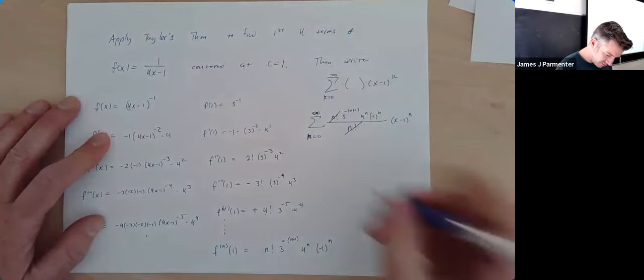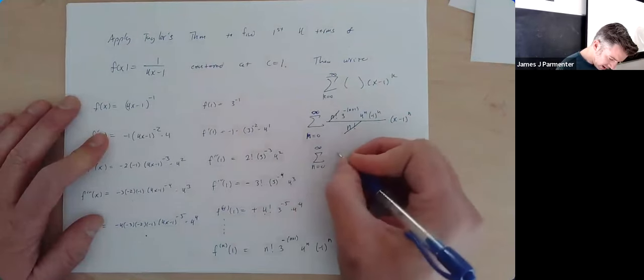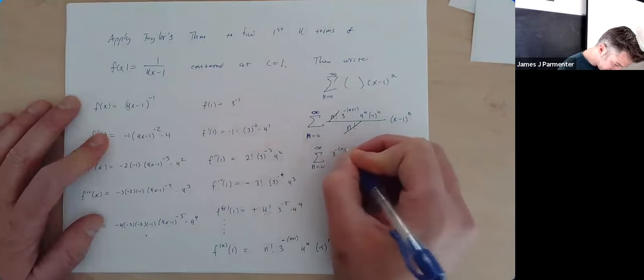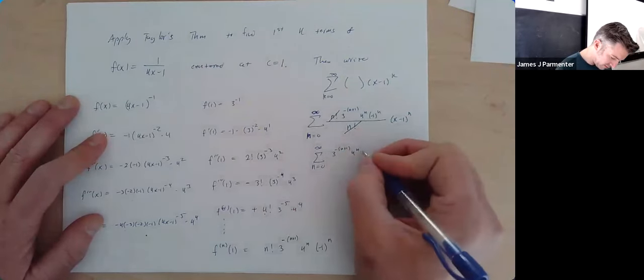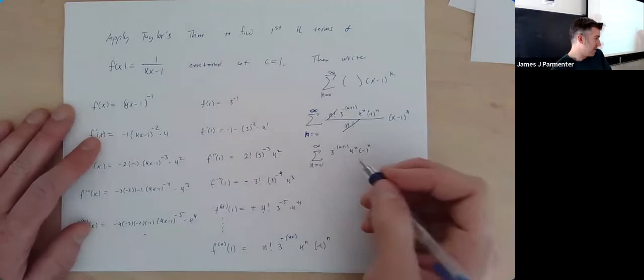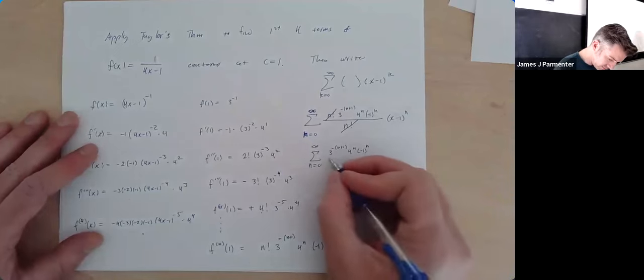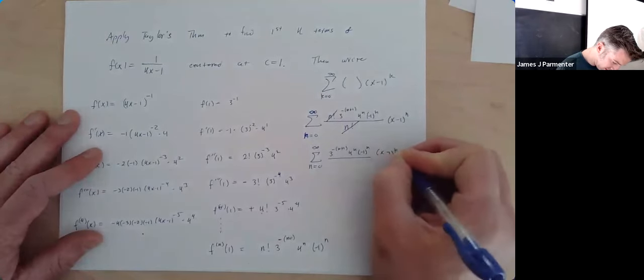So if I was writing this out, it would be the sum from n equals 0 to infinity of 3 to the negative n plus 1, 4 to the n. Well, I should be smarter about this, fine. It would have been smarter of me to combine the 4 to the n and negative 1 to the n as just negative 4 to the n. Oh well. I don't have anything to divide by, times x minus 1 to the n.